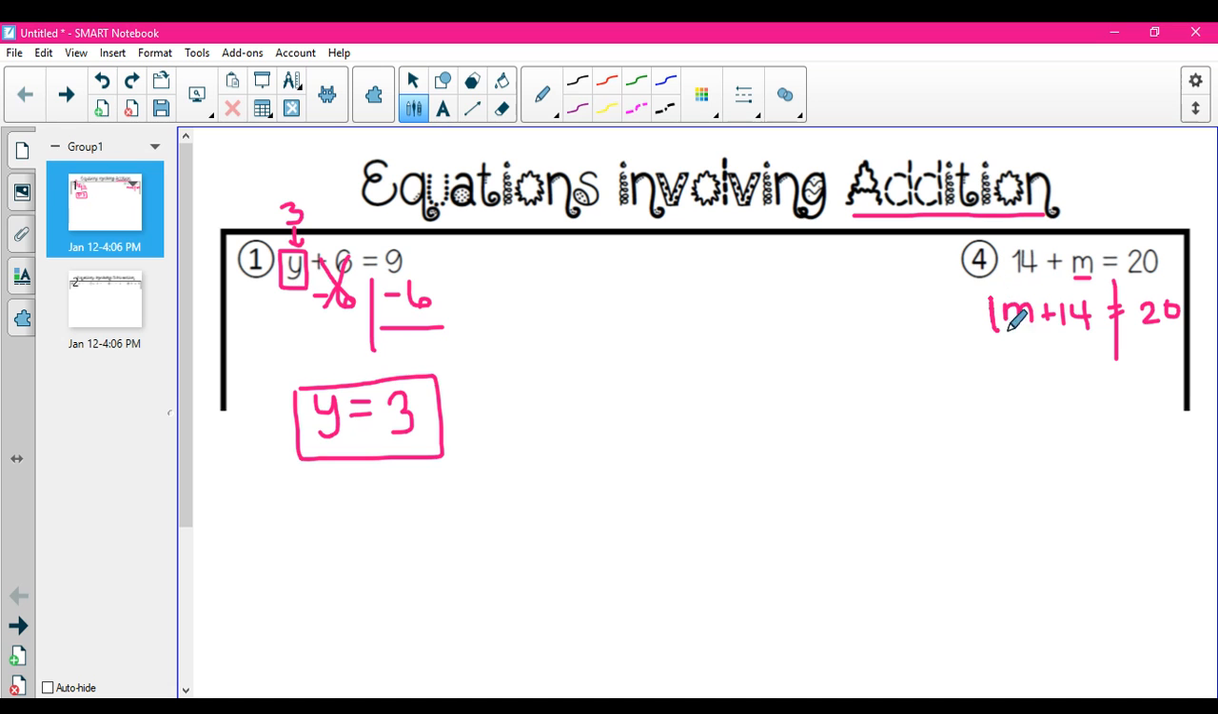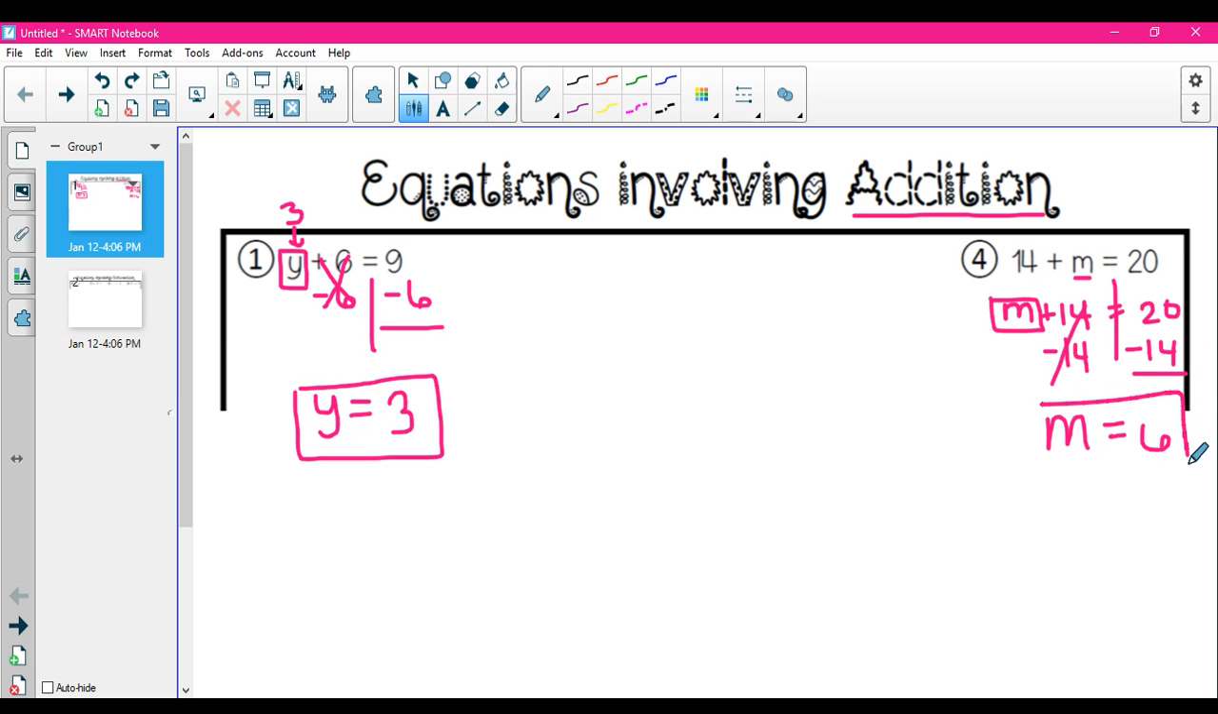We want to isolate the variable of m by using inverse operations. If we are adding 14, the inverse would be to subtract 14. If I subtract 14 from one side, I need to do the same thing to the other side. I now have eliminated the 14s, and I'm left with m by itself in isolation. 20 minus 14 is 6.